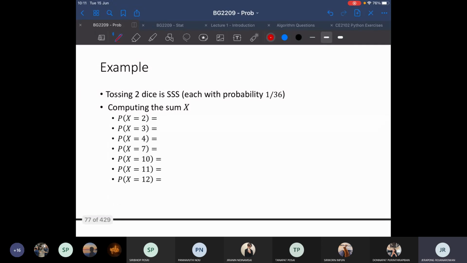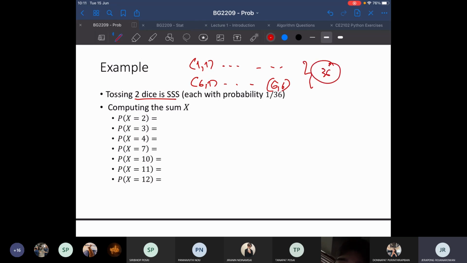Now let's take a look once again. Tossing 2 dice, you can see that we have 1-1, 1-2, 1-6, 6-1, 6-2, up to 6-6, right? How many of them do we have? 36 of them. Are they equally likely? Yes, right? Each one of them therefore is 1/n, so each one of them is 1/36. So this one is a simple sample space, no doubt.